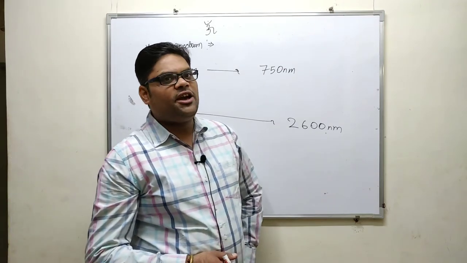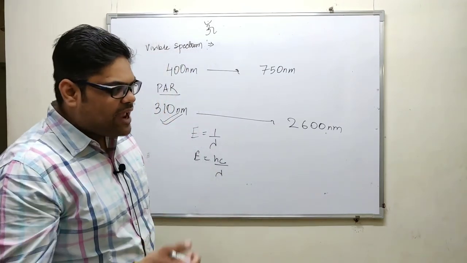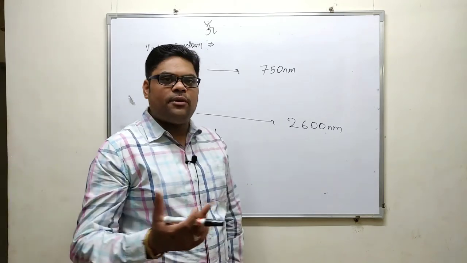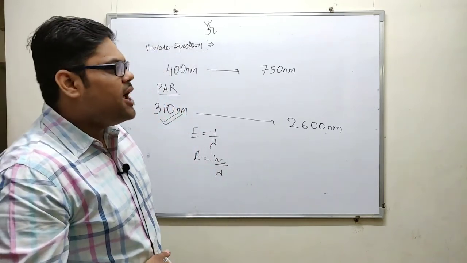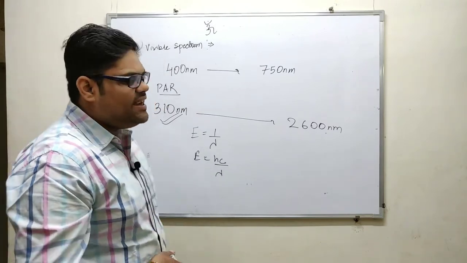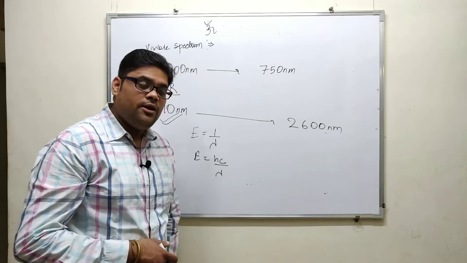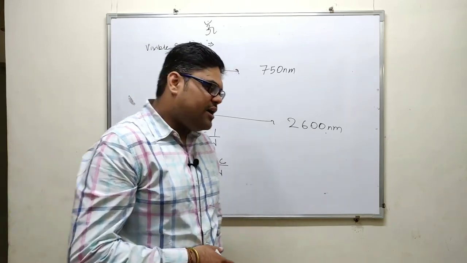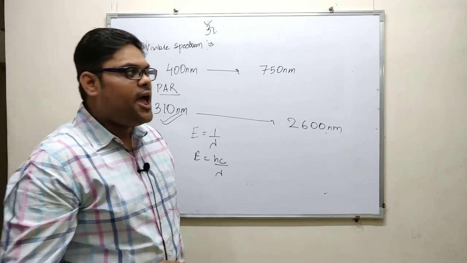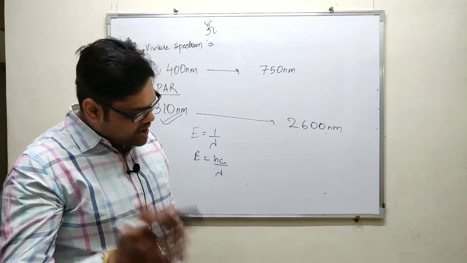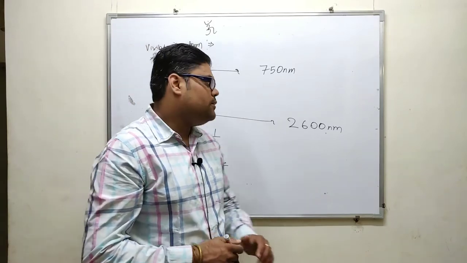Photosystem 2 has a reaction center. It has a dimer molecule of chlorophyll A. Photosystem 1 also has a dimer molecule of chlorophyll A. And these dimer molecules of chlorophyll A are P680 and P700. Meaning PS2 has a dimer molecule of P680, and PS1 has a dimer molecule of chlorophyll A, P700. Okay, now.